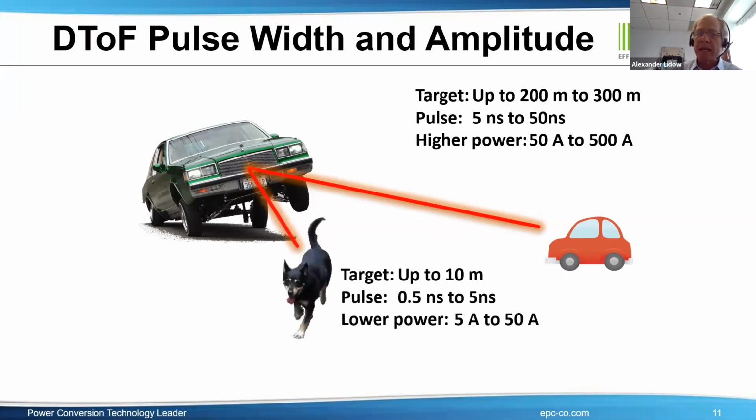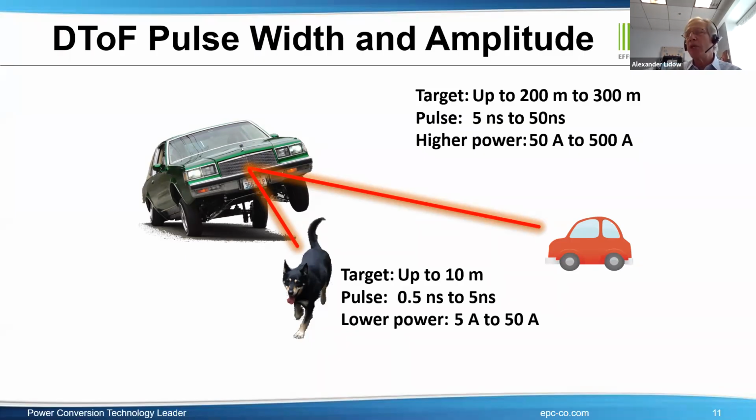Now, for short range, if you're using direct time of flight, and that's John's dog, Luna, who is obviously not very aware of the car coming up, you want to be able to detect things pretty close in, up to 10 meters, 0 to 10 meters.